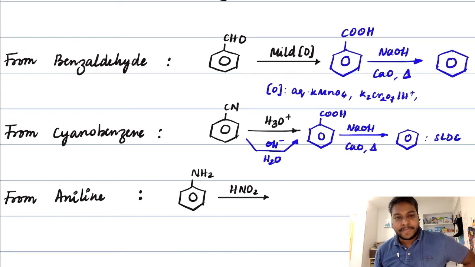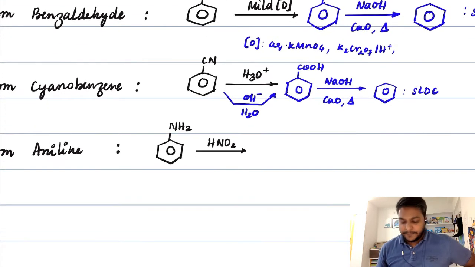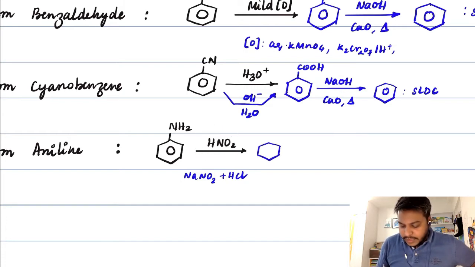Finally, from aniline. If we take aniline, what is the reaction that happens? How do we get benzene? Aniline needs to be first treated with HNO2. Got it? HNO2 is prepared by taking NaNO2 plus HCl, right? That's how we get nitrous acid, HNO2. Nitrous acid is unstable and it would form NO plus as the electrophile, which combines here to form N2 plus Cl minus.